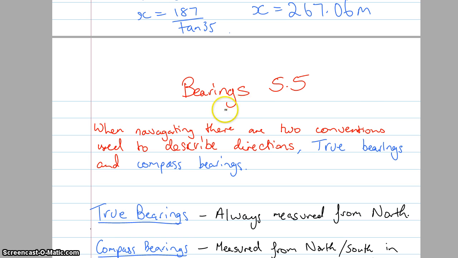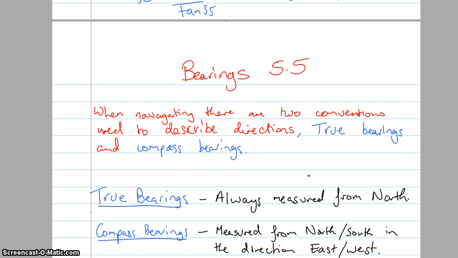So when navigating, there are two conventions that we use to describe directions. These are called true bearings and compass bearings. True bearings are always measured from north, from true north I guess, and compass bearings are measured from north or south and in the direction of east and west.